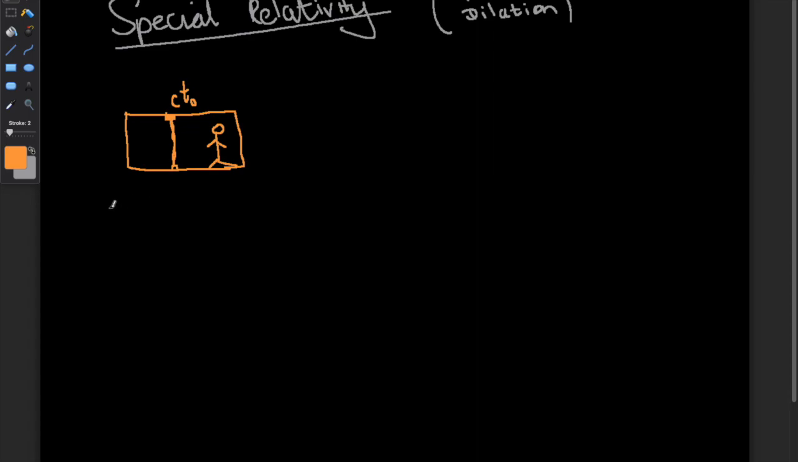On the other hand, let's imagine that someone on the platform is watching the train. Very tall man here. Anyway, what happens in the eye of the person on the platform is that the train is moving at a speed v. So we're going to define the distance that the train moves as vt. And the light also moves, but unlike for the person in the train carriage, it doesn't move straight up. It would move diagonally because the train is also moving.